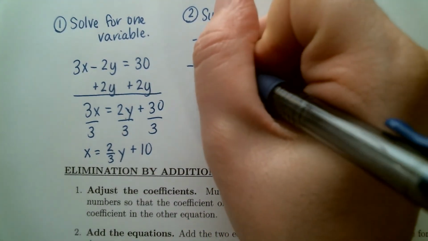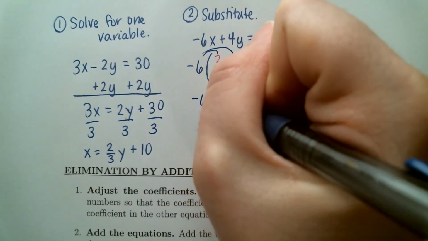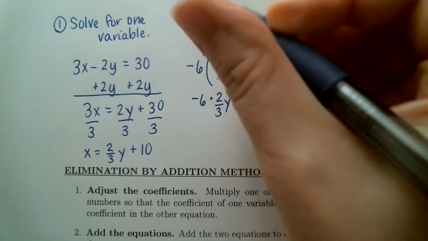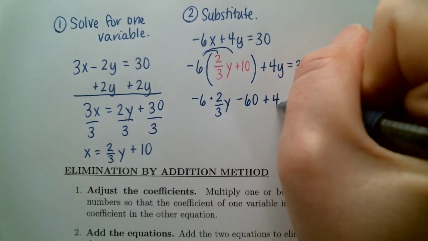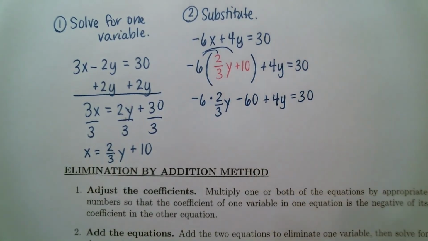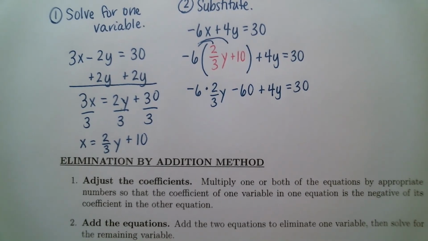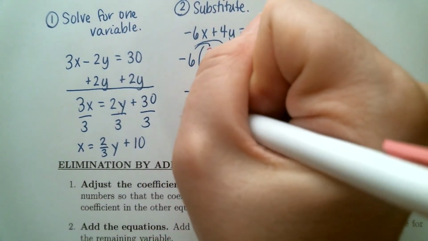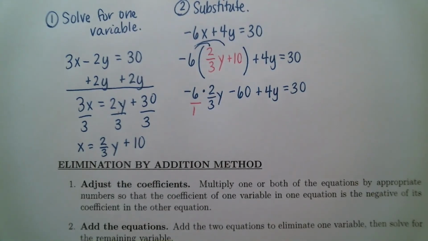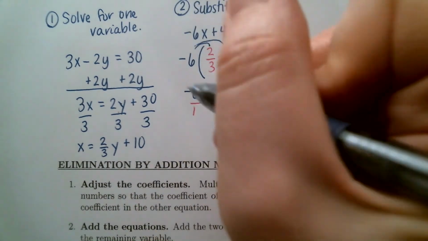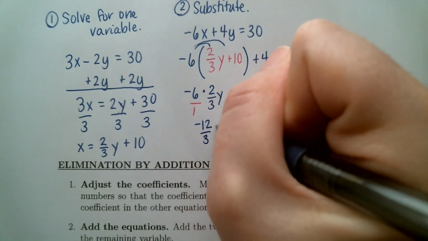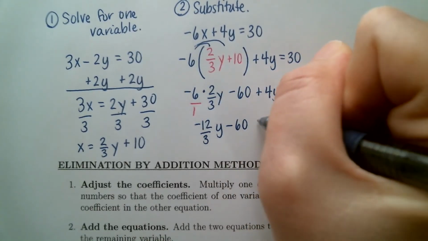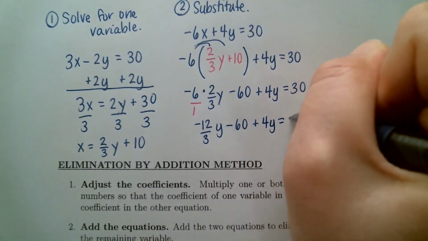All right. So you're going to have to distribute here. Okay. You're going to get -6 times 2/3 y. And then -6 times 10 is -60. Plus 4y is equal to 30. Okay. And then let's go ahead and tackle this fraction. Okay, you could put this in your calculator, -6 times 2/3, or you can do it by hand. Okay, you can make anything a fraction by putting it over 1. To multiply fractions, you multiply across the top and across the bottom. So this is going to be -12/3 y minus 60 plus 4y is equal to 30.